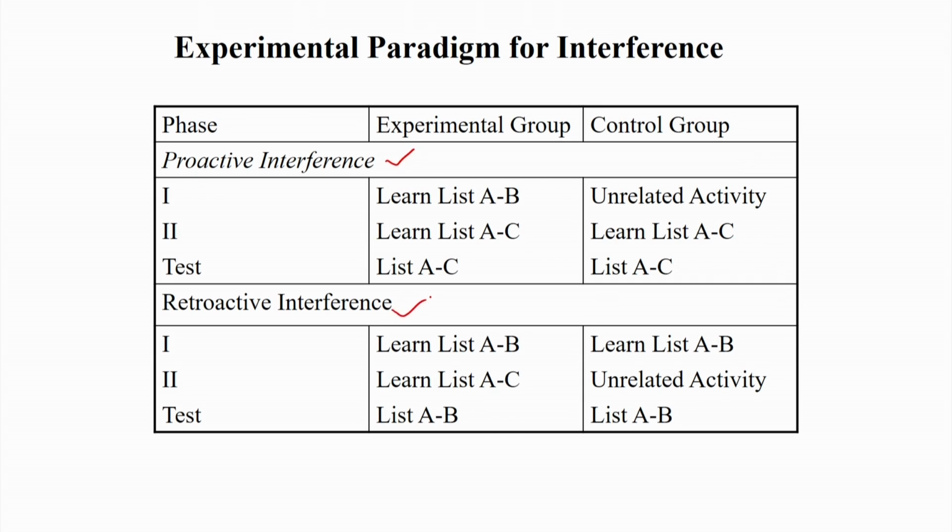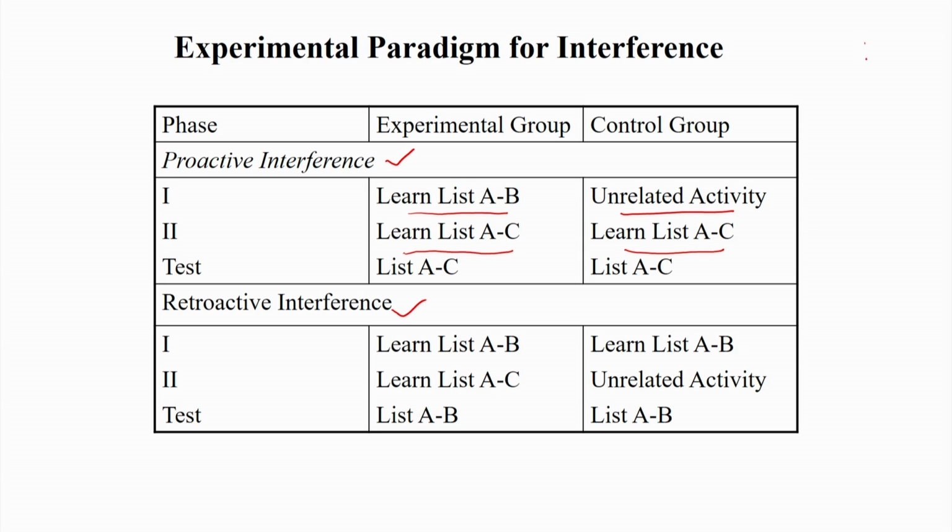One is called proactive interference and the other is called retroactive interference, and a very simple paradigm explains it. Let us assume that an experimental group is given a list A B to learn, and while they are doing that, a control group is given an unrelated activity to do. After a while, both the groups are now given a list A C to learn. A B is a paired associate list.